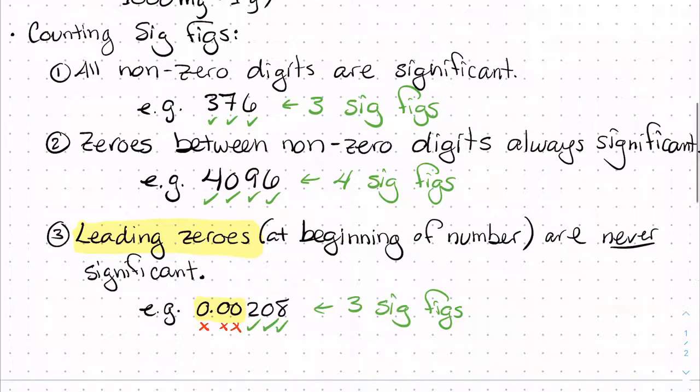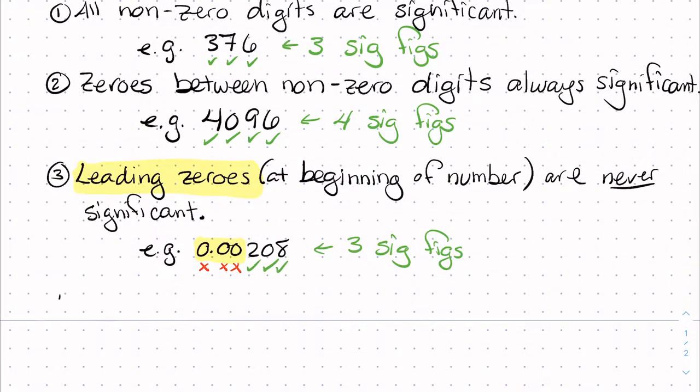The last situation that we can face is what we call trailing zeros, which are at the end of a number. And these are the tricky ones because sometimes they are significant.